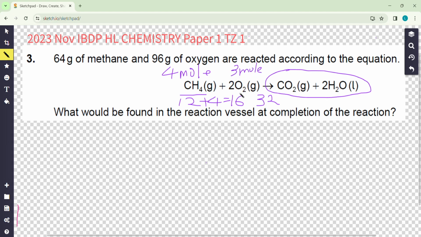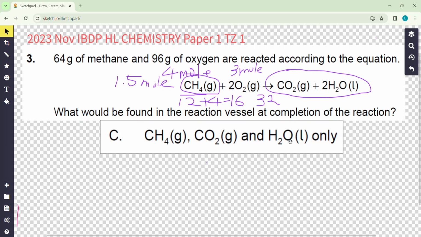As in the reaction, 2 oxygen reacted with 1 methane, so 3 moles of oxygen only react with 1.5 mole of methane. So methane is the excess reactant, so it will be left behind after the completion of reaction. So after completion of reaction, we'll see methane, carbon dioxide, and water. And the answer is C.